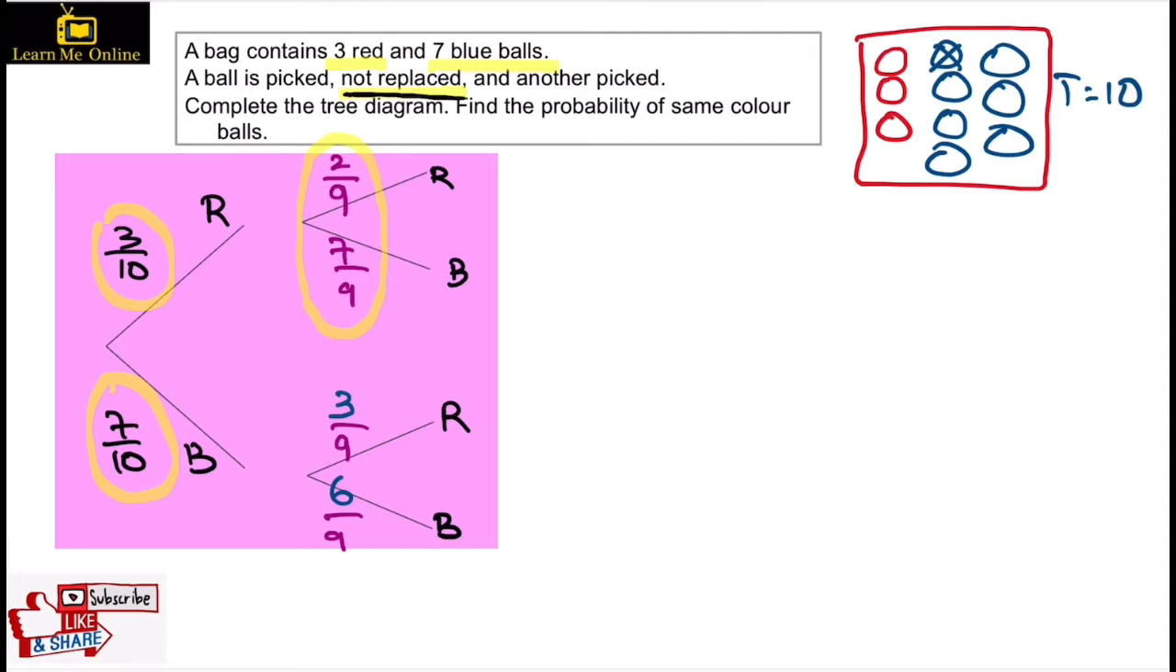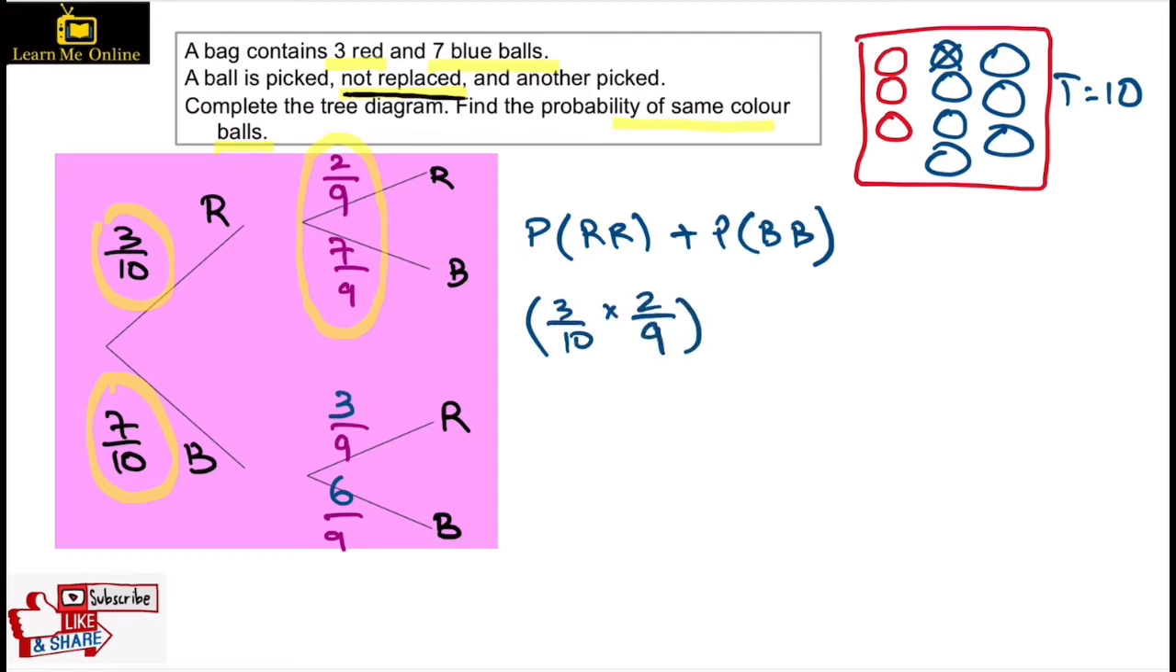Now we're going to read what they are actually asking. Find the probability of the same color. So it could be red and red, the first combination, or blue and blue, the second combination. The probability of red and red is 3/10 times 2/9. The probability of blue and blue is 7/10 times 6/9.